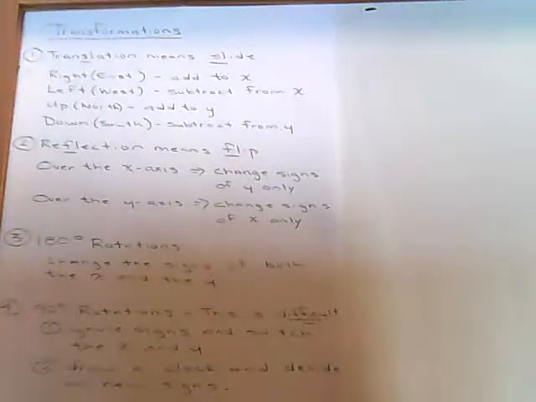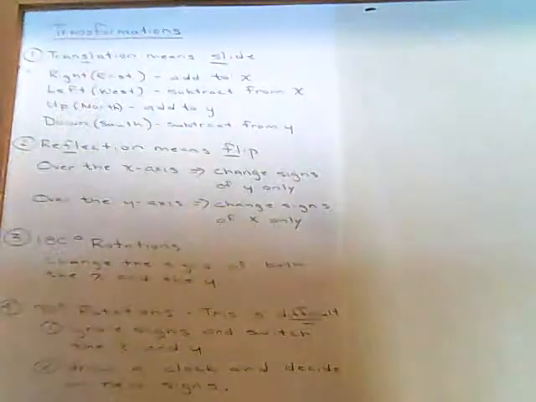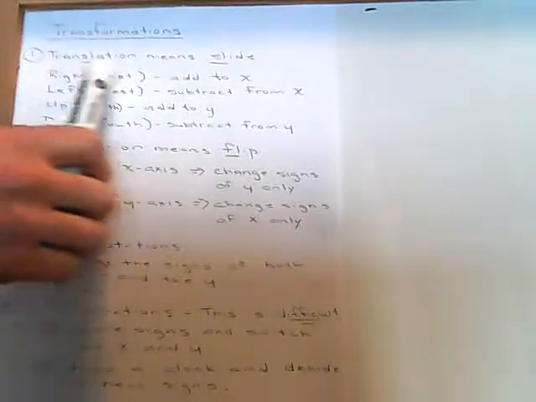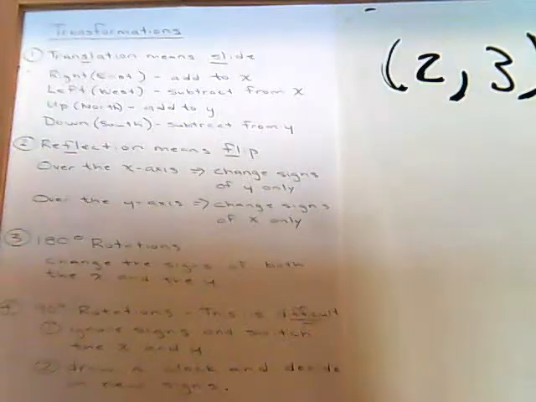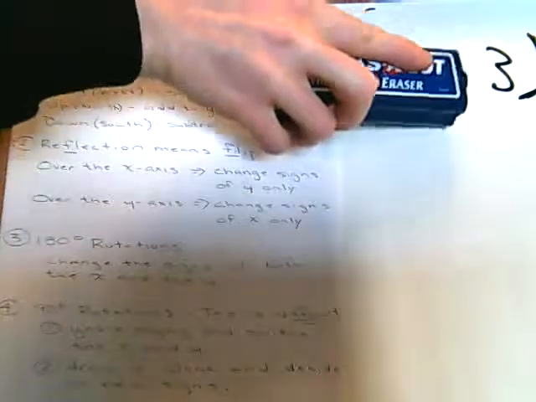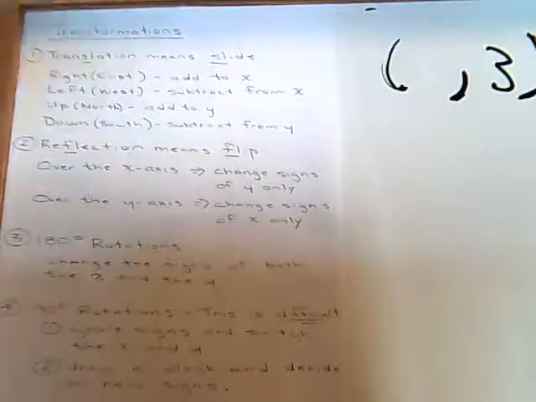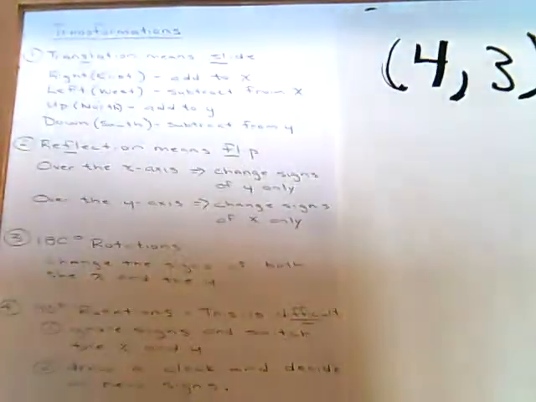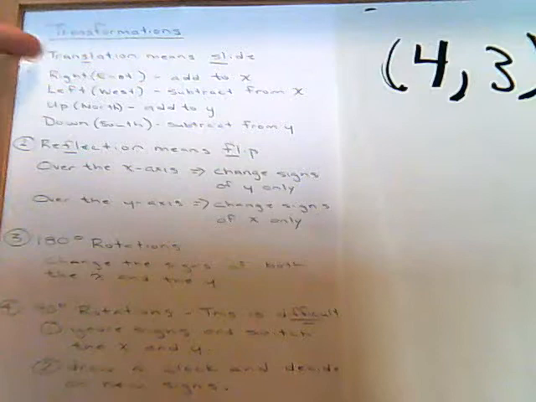So translations means to slide the figure. If you had a figure like this, you would slide it back and forth or up and down. There's no rotating or flipping or anything like that. So it says, for instance, right, which is to the east, you add to the x. So if you had 2, 3, and you're going to the right 2 spaces, to the right means add to the x. You take your 2 and rewrite it in the new place, and it would be 4 because you added 2 to it.